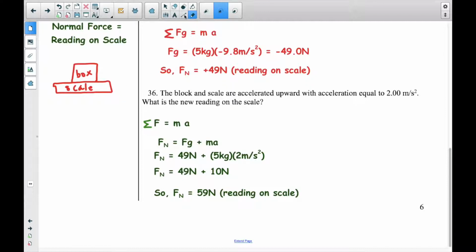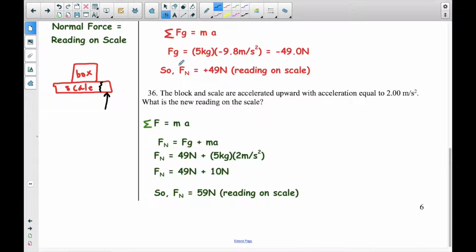Well, I think you know how a scale works. I hope you know how a scale works. It's like it's got a little spring in here and it's reading the pressure. Well, if the scale is being pushed up, then that's going to compress those springs more, and the reading is going to be higher.